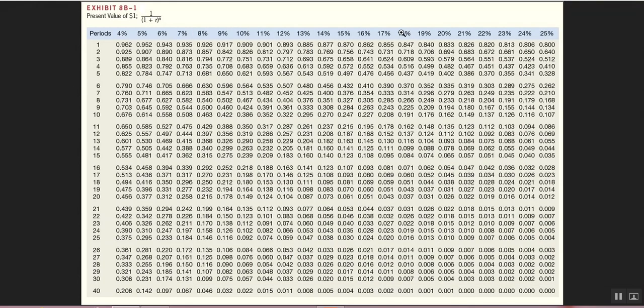For year 2, same thing, still have a percentage of 18%, but we're going to go down to the second line, which is the 2-year period. So that one is 0.718.